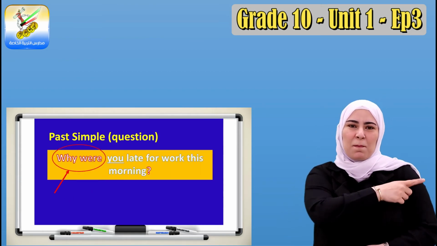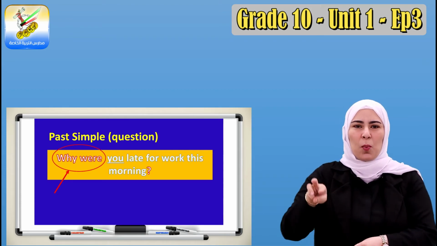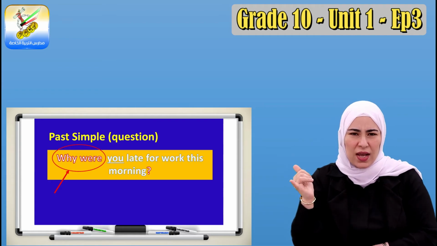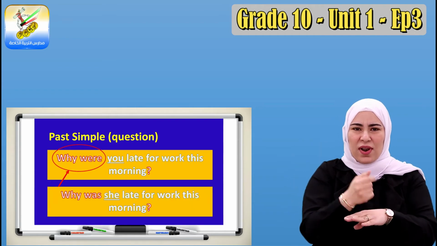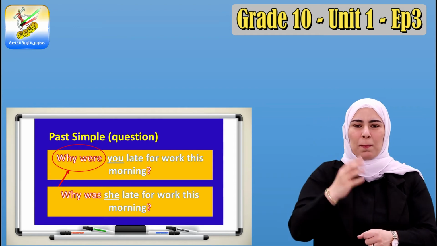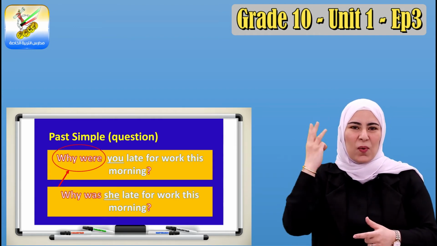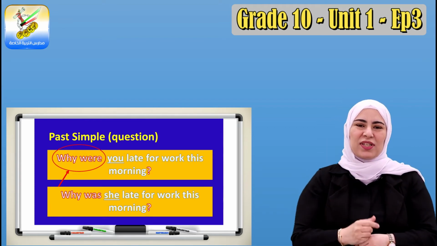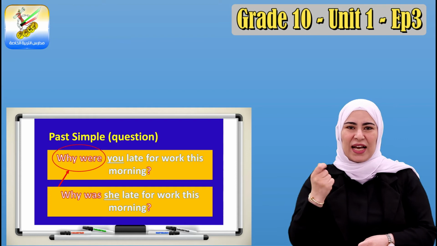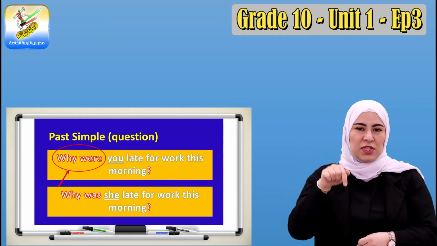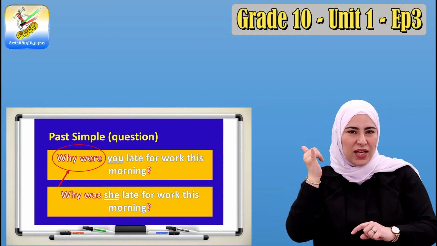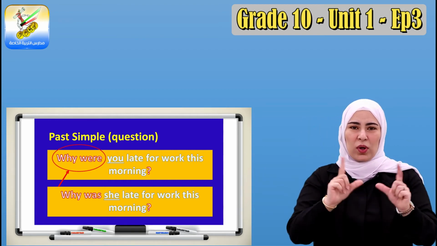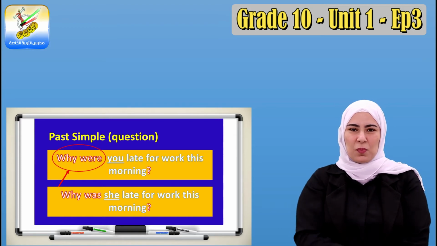Another example is when you use were with the WH questions. Like, for example, when you say, why were you late for work this morning? Or, why was she late for work this morning? In the sentence, we say she was late or they were late. But in the question, we invert the sentence. We say, why were you or why were they instead of they were. Is it clear?